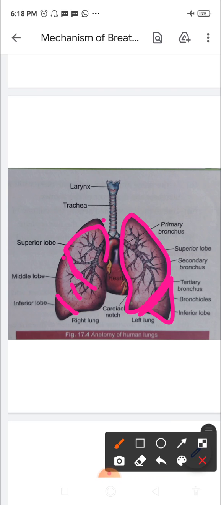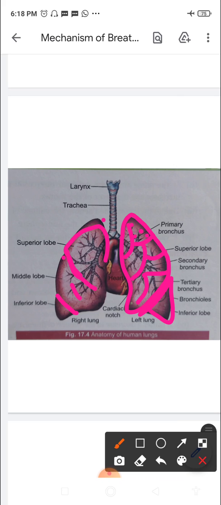So they are divided into three lobes, and each lobe of the lung is divided into many small lobules, which in turn contain the pulmonary alveoli. Each lobule will contain many pulmonary alveoli.